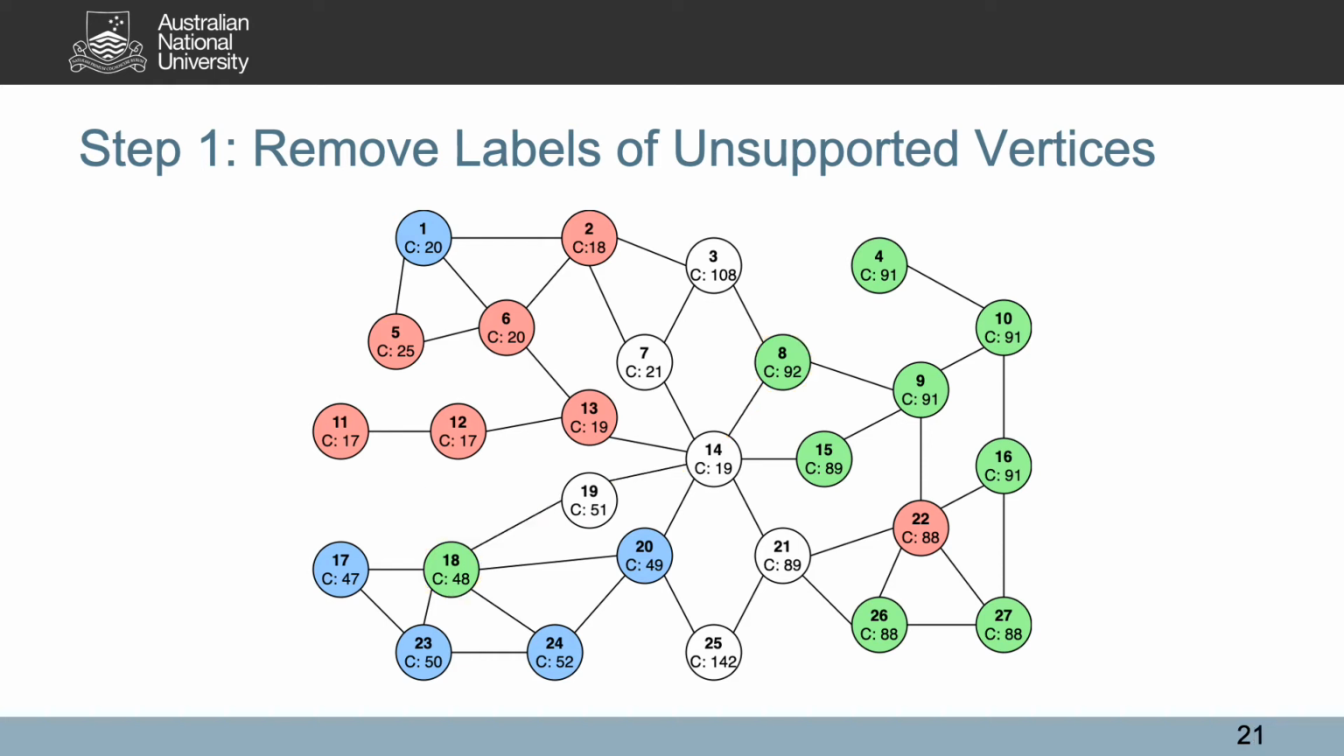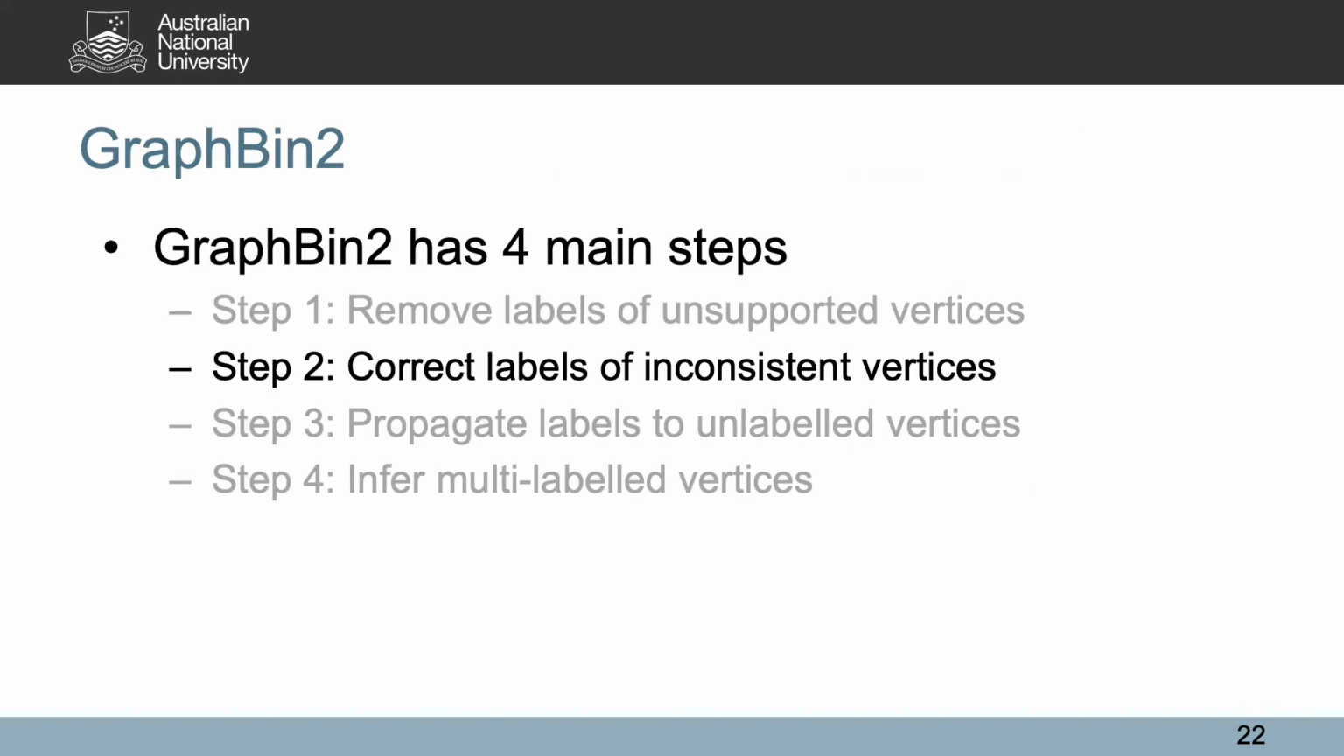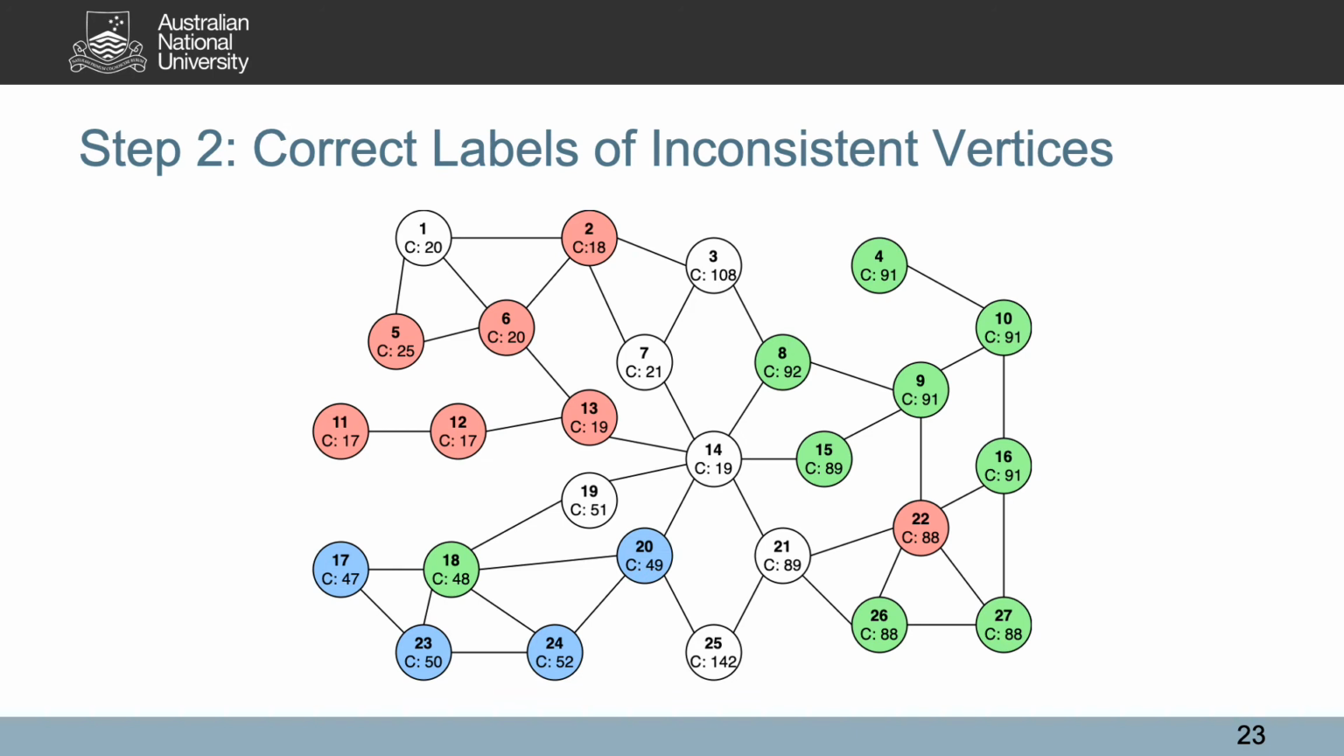If a vertex does not have any path to other vertices of its own color, then they are considered as unsupported. For example, we can see that vertex 1 in blue connects to only red vertices. Hence, it is unsupported. We remove the labels of such unsupported vertices. In the second step, we correct the labels of inconsistent vertices. We identify inconsistent vertices based on the labeled vertices in their neighborhoods.